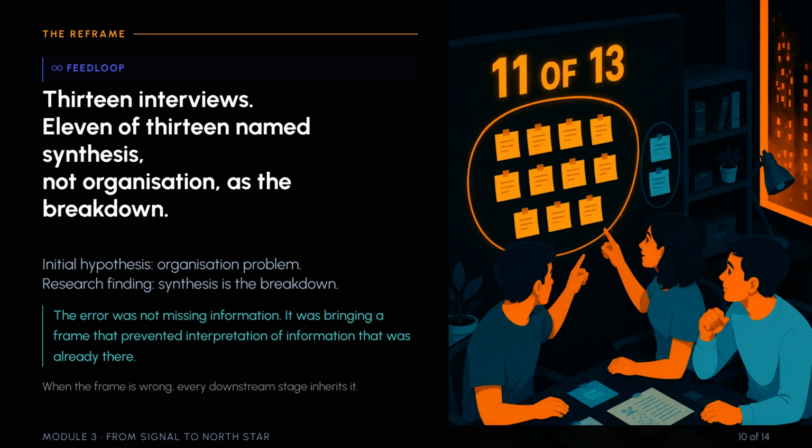That courage is not incidental. It is what the Human Foundation names as one of the conditions genuine discovery requires. When the frame is wrong, every downstream stage inherits it. The framing decision is the most consequential judgment in stage 1.